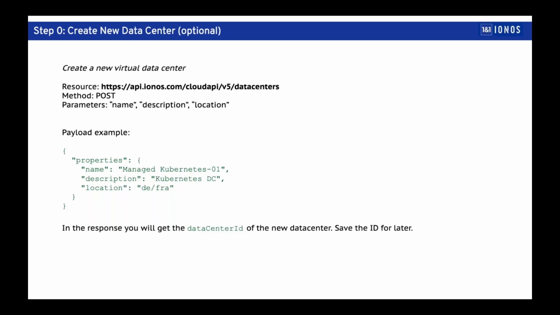The second optional step is to create a new virtual data center. I guess this call is familiar to most of our customers. You will need to provide a name, a description, and the location, being the physical data center. So three in Germany, either Frankfurt, Karlsruhe, or Berlin, or if you're coming from the UK, we have the London data center, or of course two data centers in the US, Las Vegas and Newark. In the response, you will receive the UUID of the data center ID. Please save that one since we will use it later on.